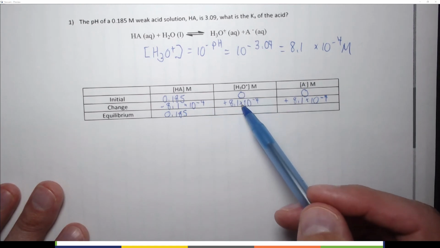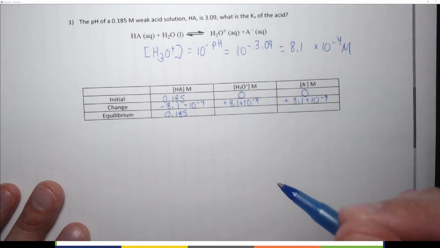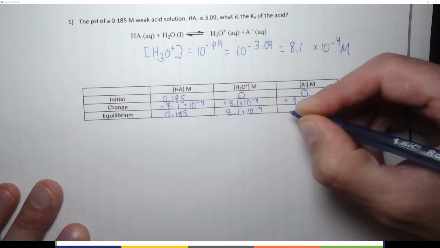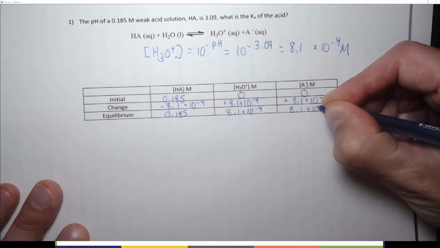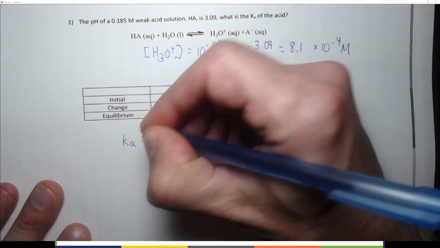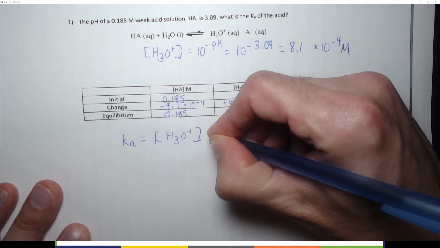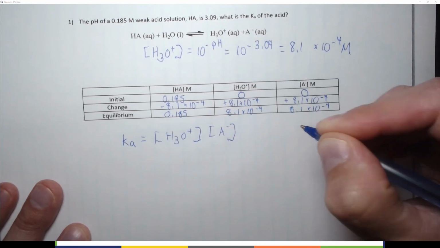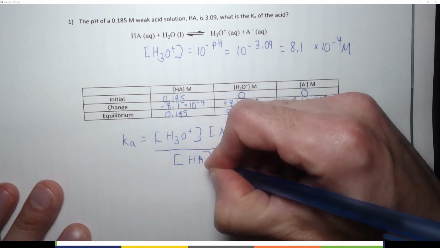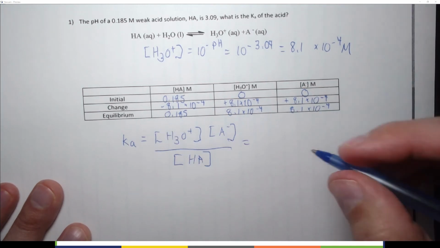In this case, we have 0 plus 8.1 times 10 to the minus 4, which of course is just 8.1 times 10 to the minus 4, because we're just adding 0 on this end. All right. Now I can write my Ka expression. Ka equals the concentration of H3O+ at equilibrium, times the concentration of A- at equilibrium, divided by the concentration of HA at equilibrium.